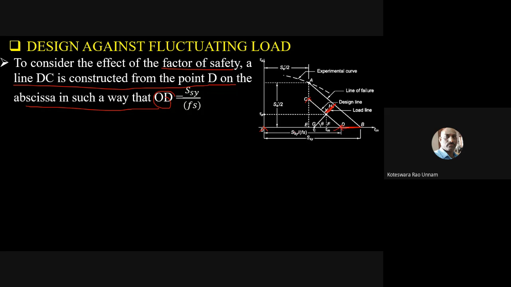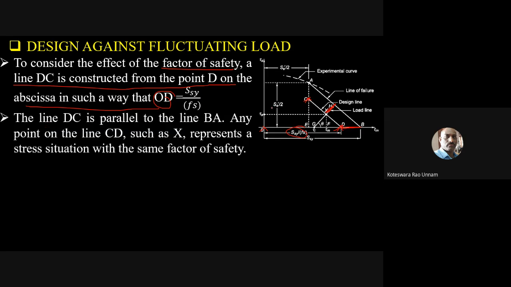So this is nothing but your SYS by FS. So now I have a point D. Similarly, I need to identify point C also. That point C is nothing but this SE dash by 2 divided by factor of safety. I'll get this point. Then if I join those two points C and D, I'll get the design line.